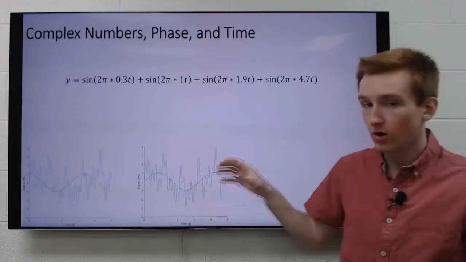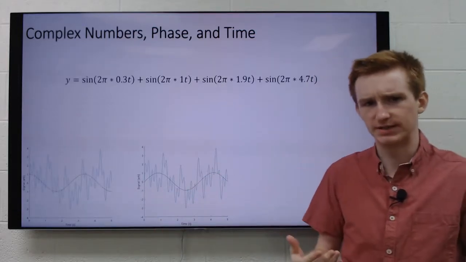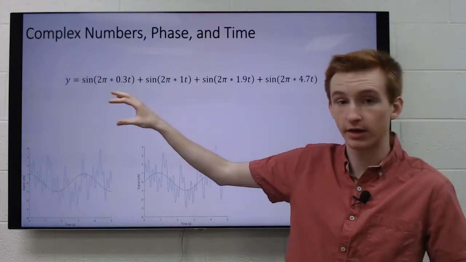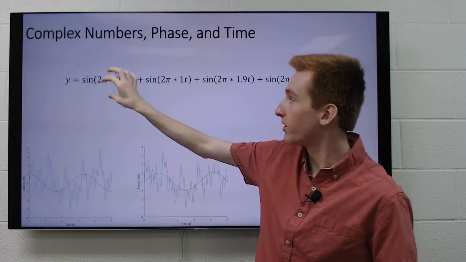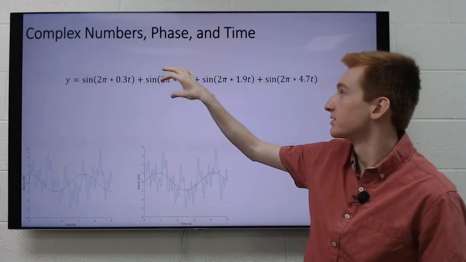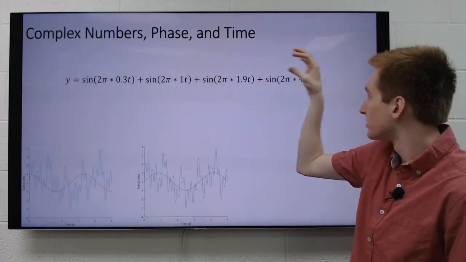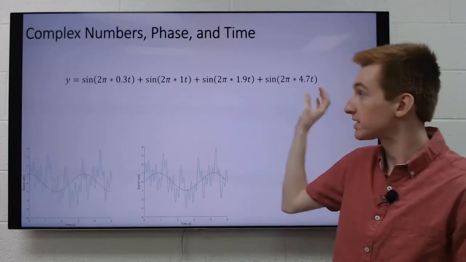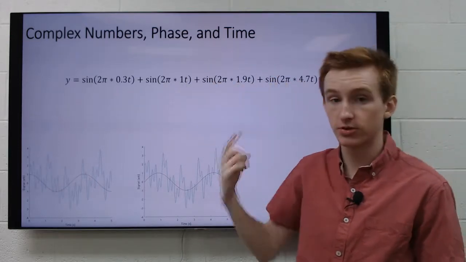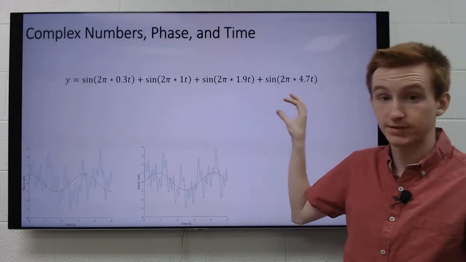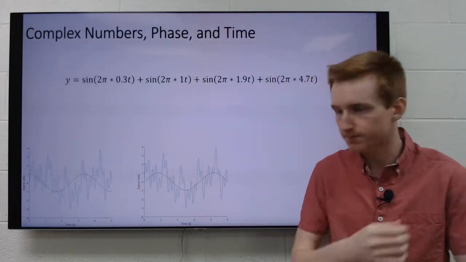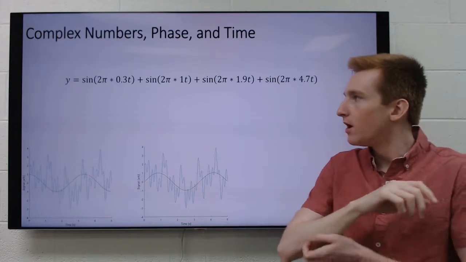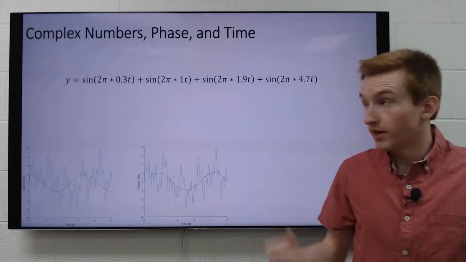Well, if you recall, the signal that we've been working with this entire time is this formula here. I know it looks really long. It's just a bunch of sines: a 0.3 hertz signal plus a 1 hertz signal plus a 1.9 hertz signal plus a 4.7 hertz signal. They're all sine waves, they all have an amplitude of 1, and they all have no phase attached to them. This is the signal that we've been seeing this entire time through all 3 levels.